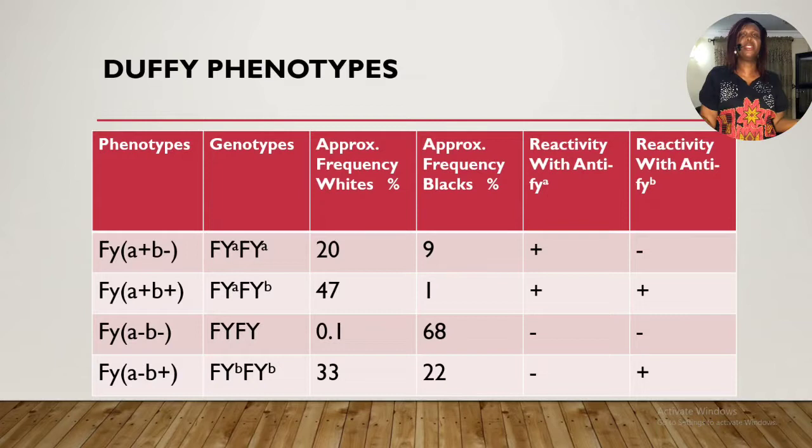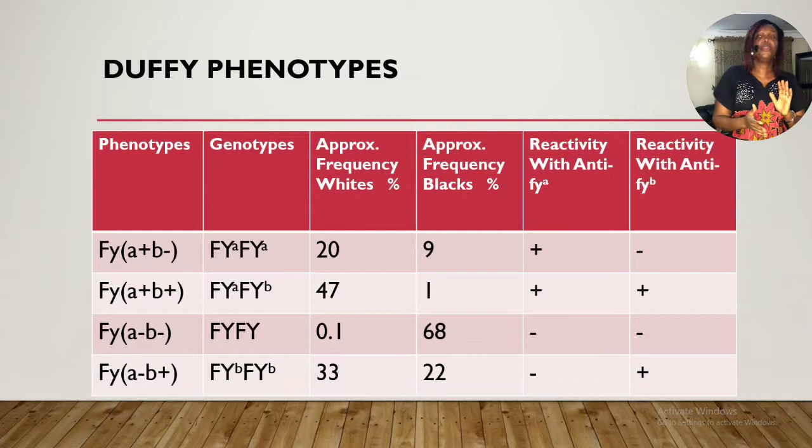But the next group, as shown on the table, are those that don't have the Duffy A antigen, but they have the Duffy B antigen, and their genotype is FYB, FYB. And you have 33% of these people in whites, 22% in blacks. Because they don't have the Duffy A antigen, they react negatively with anti-Duffy A, and they have the Duffy B, so they react positively with anti-Duffy B antibody.